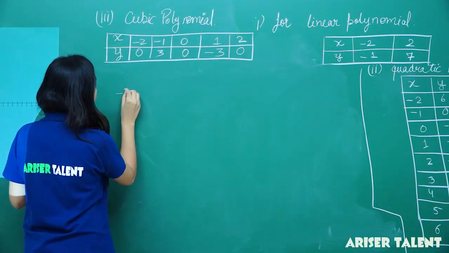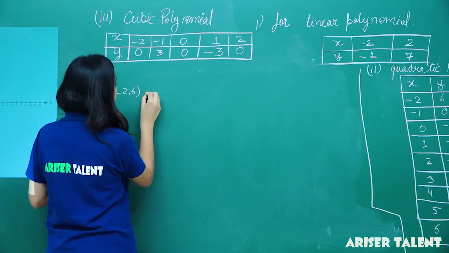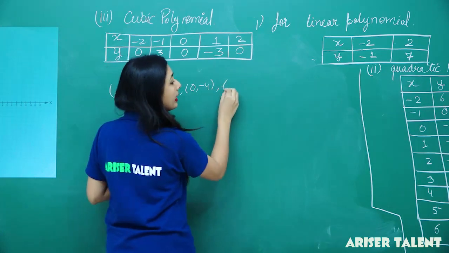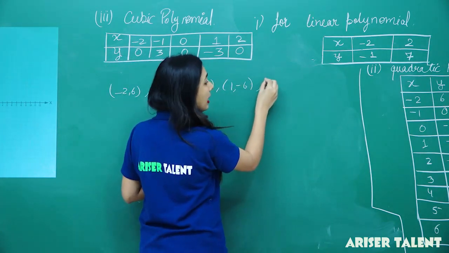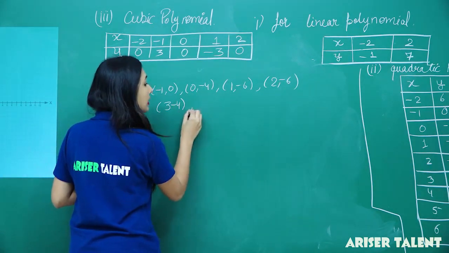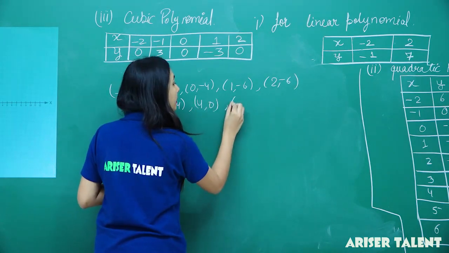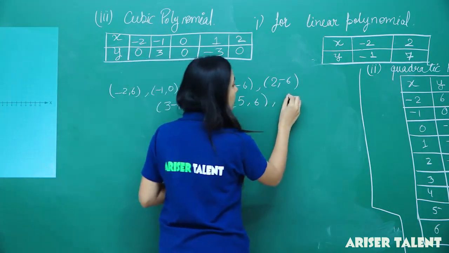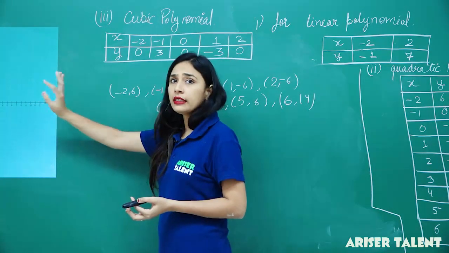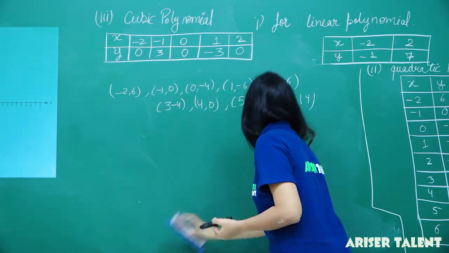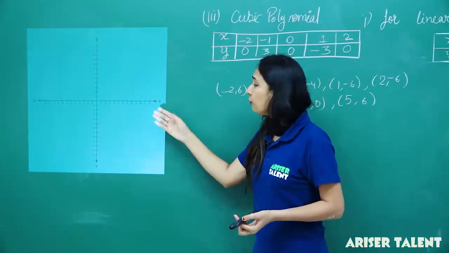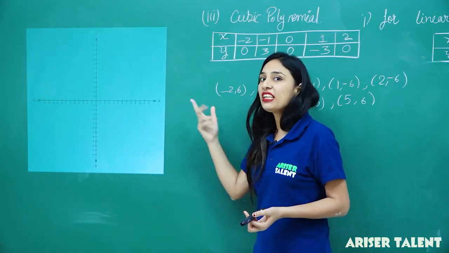Values are minus 6, minus 2, 6, then minus 1 and 0, then 0 and minus 4, then 1 and minus 6, then 2 and minus 6, then 3 and minus 4, then 4 and 0, then 5 and 6, and then 6 and 14. So we are not having 14 here, so I am just eliminating this 14 and 6 term. In our graph paper we are not having 14. If we had 13 and 14 here, then we could also plot that one.